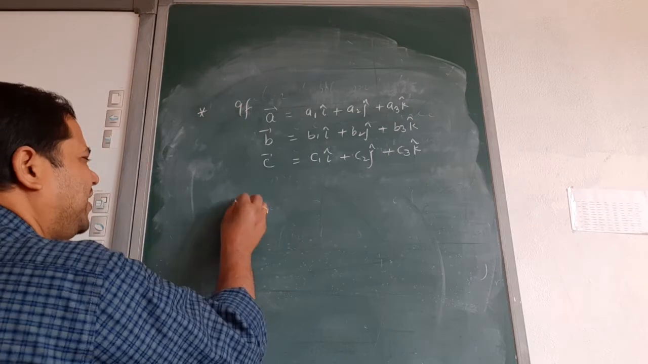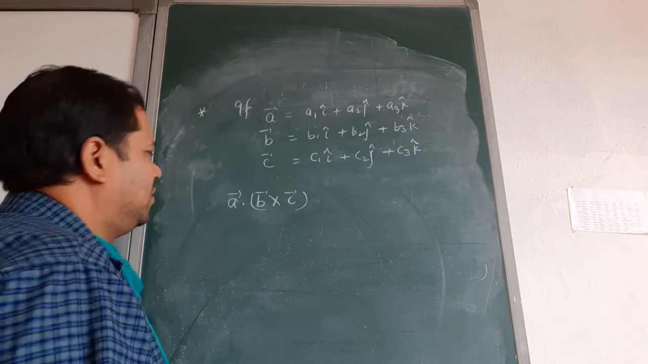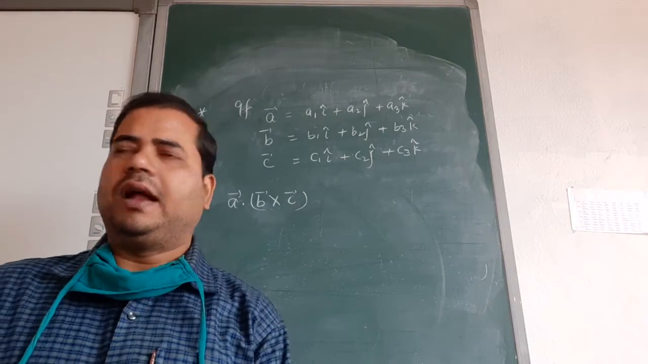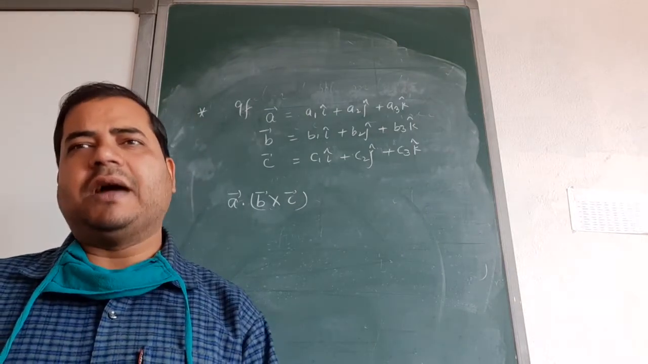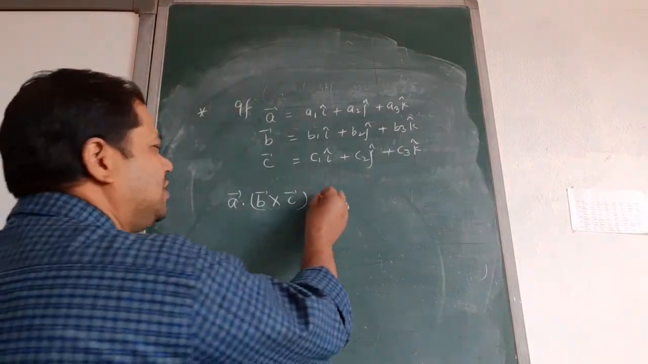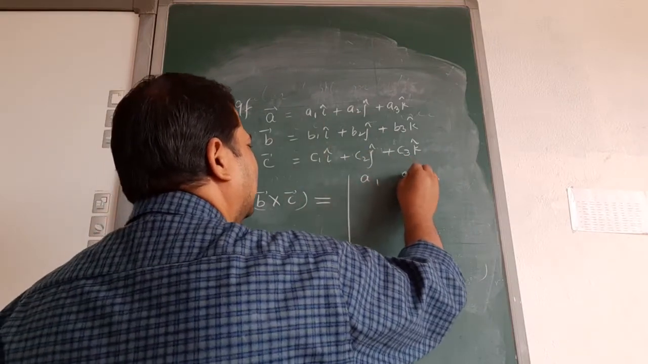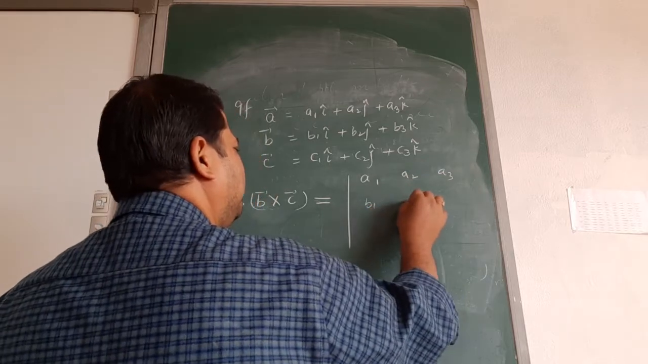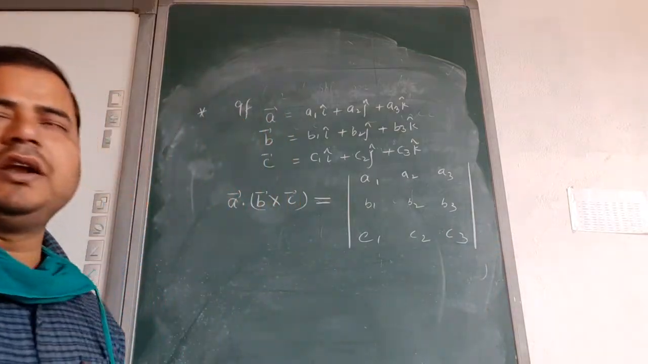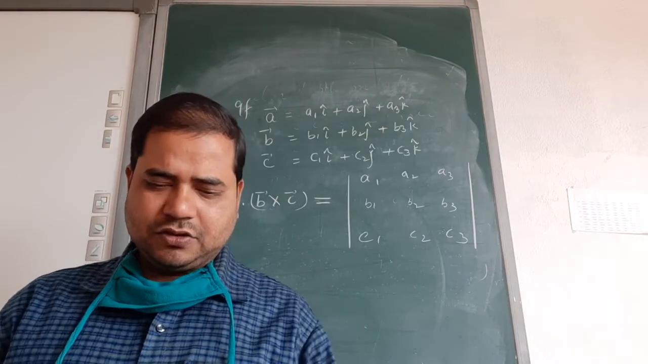Then what is the value of A dot B cross C? You know how to find B cross C. You already know in class 11th, maybe in physics also. B cross C means i cap, j cap, k cap, and then the coefficients of B and C in the matrix, and you solve this, you will get the answer. Similarly, if you want to find A dot B cross C, this is simply the determinant of the coefficients of A, B and C: A1, A2, A3, B1, B2, B3 and C1, C2, C3. If you solve this particular determinant, you will get the value of A dot B cross C. Clear? Okay. So note it down.